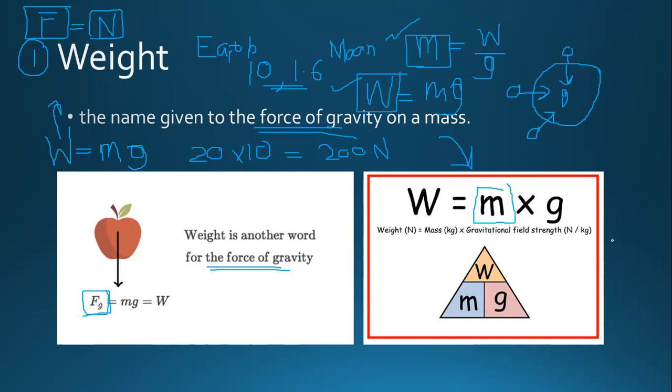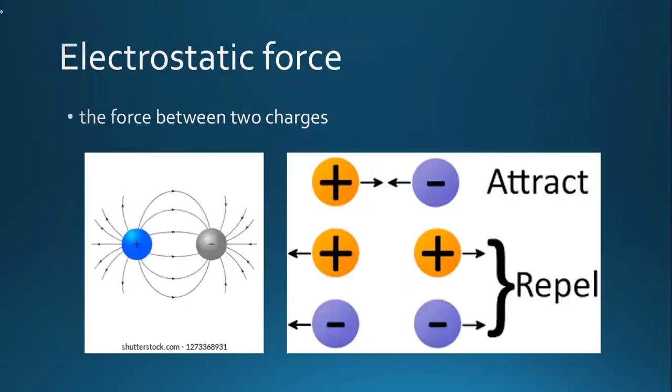Gravitational field strength का जो यूनिट होता है that is Newton per kg. Mass आपका होगा हमेशा kg के अंदर, and the weight would always be given in newtons. Force number 2 is electrostatic force.